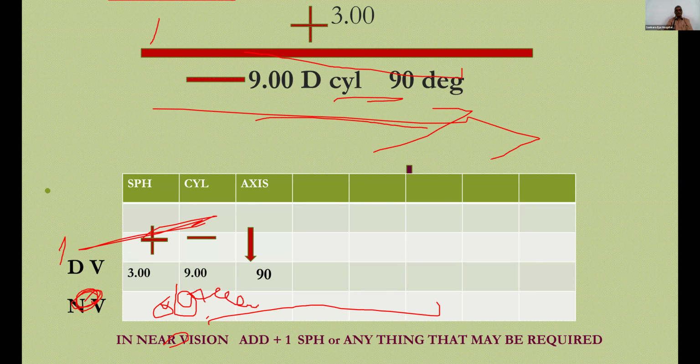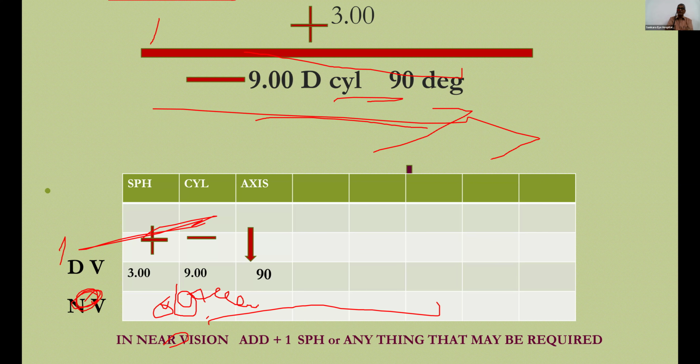Exam question again: define transposition. Change of one form of lens to another equivalent form.